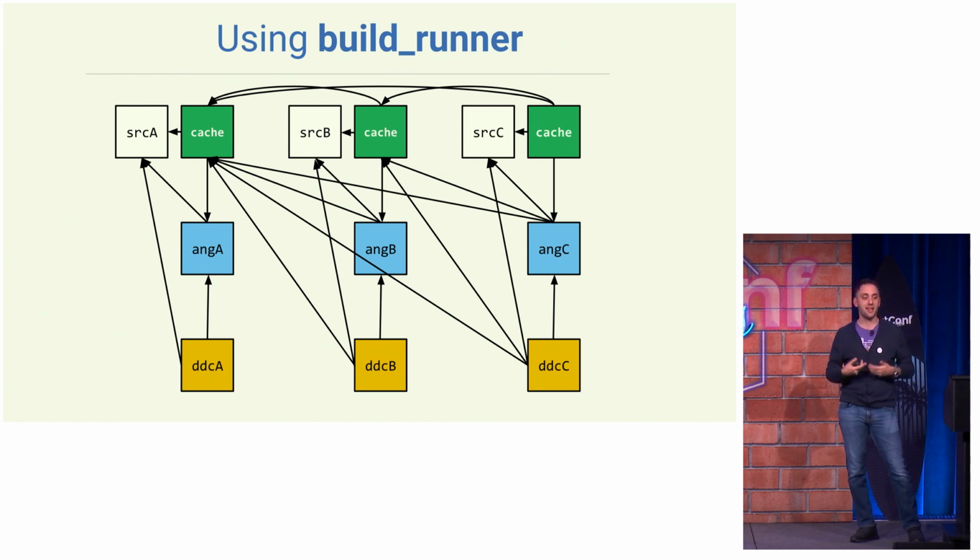Imagine you have a package or 10 packages and you're only modifying one, the other 9 packages stay cached on disk forever until you update Dart or update AngularDart, do something really big that requires an invalidation. So now I'm going to show you build runner after the first build, which is the actually impressive part.